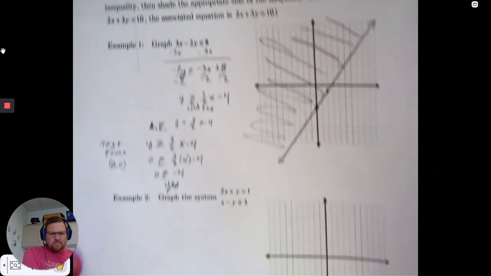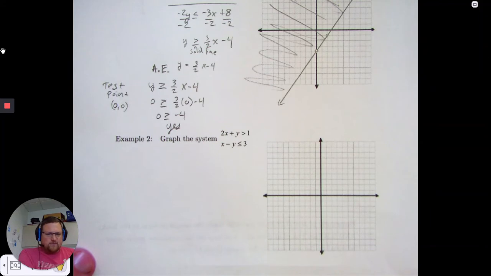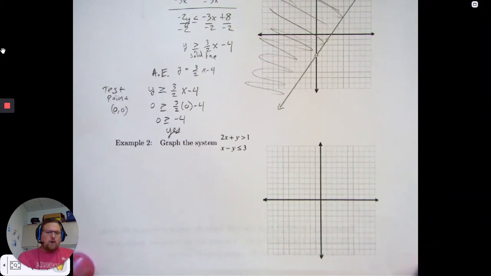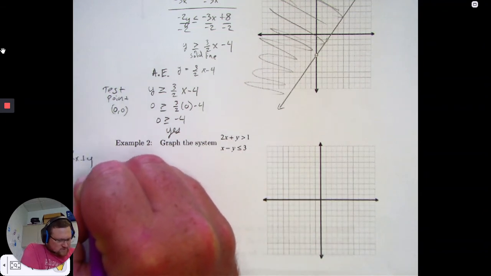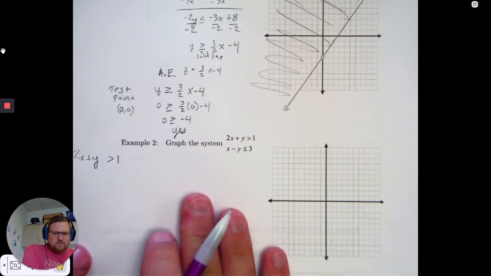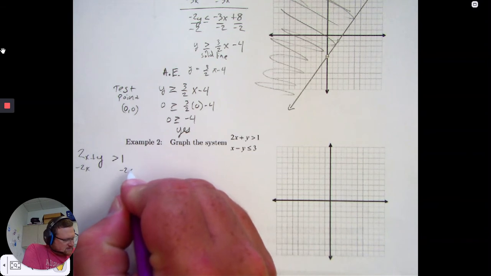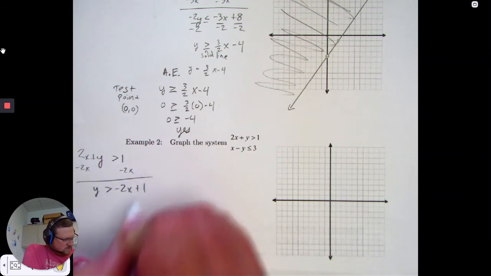Now, for example 2, here we have 2 of them. So when you have 2 of them and you're trying to solve a system and graph a system, you're looking for the overlap of the 2. So you treat them as 2 separate ones to begin with. So our first one, 2x plus y, is greater than 1. We need to solve for y first, just like on the last problem. So subtract 2x from both sides. We have y is greater than a negative 2x plus 1.